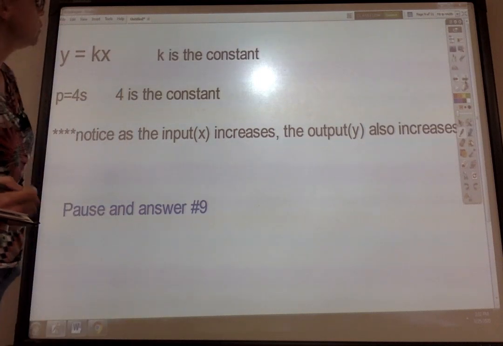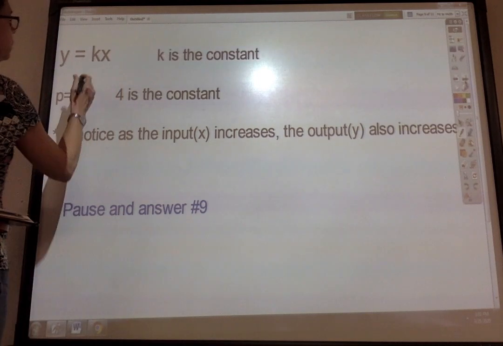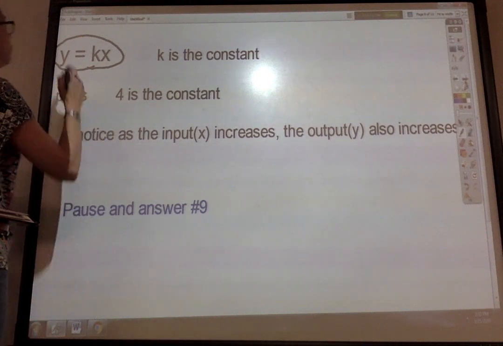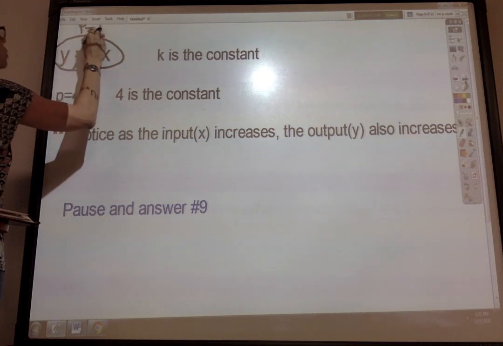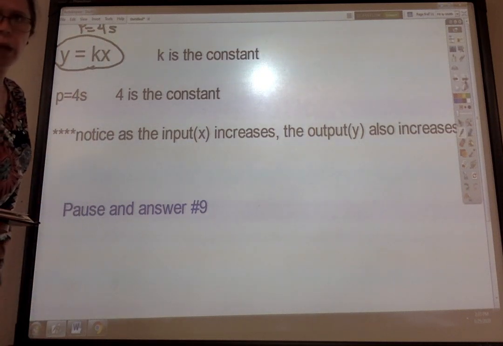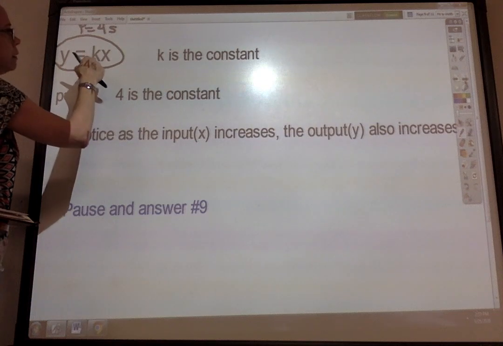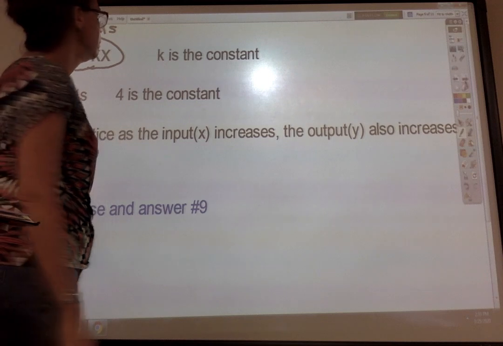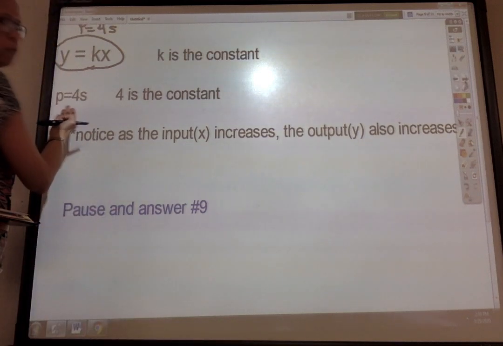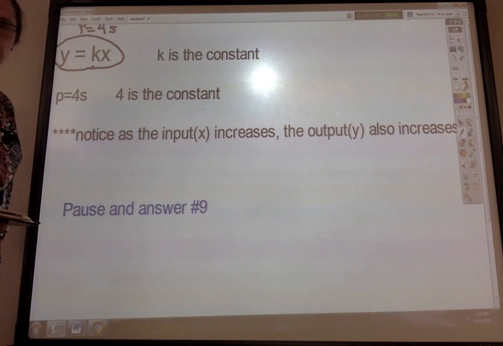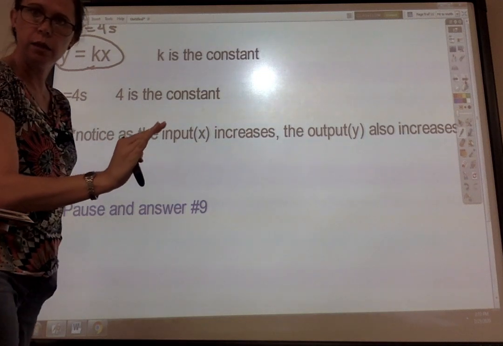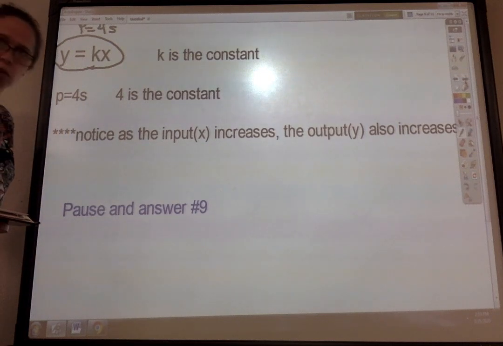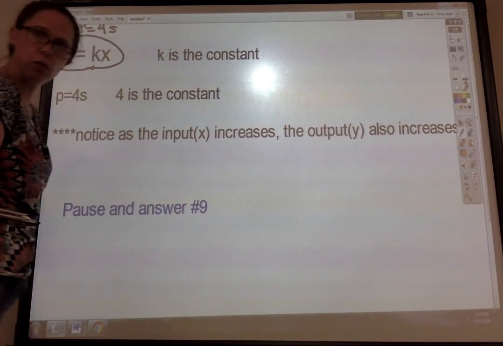Now, when we talk about direct variation, this is typically the formula that we're going to use. Y equals Kx. It should look very familiar, like P equals 4S. Okay? The K is what we call the constant. Okay? The constant. In our formula of P equals 4S, 4 was the constant. Okay, it doesn't matter how long the side is on the square, I'm going to multiply it times 4 to get the perimeter. Okay, so 4 is going to remain the same in this equation.